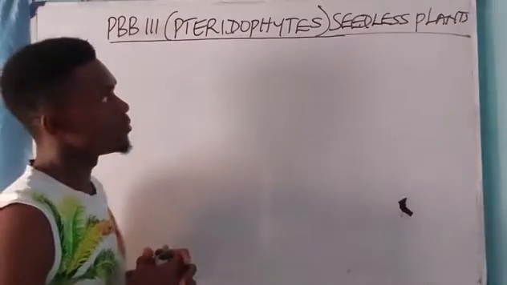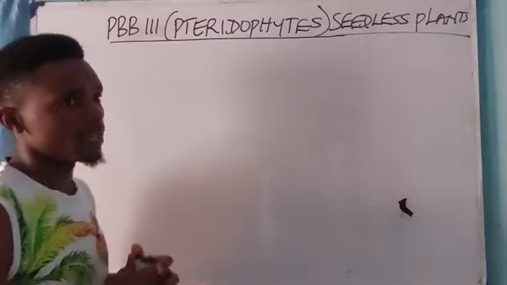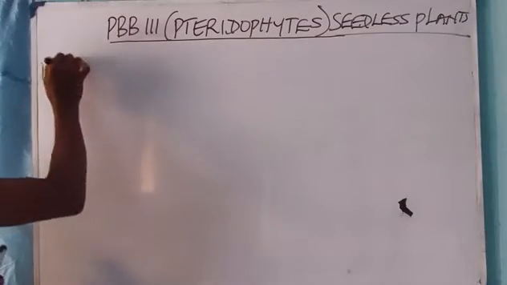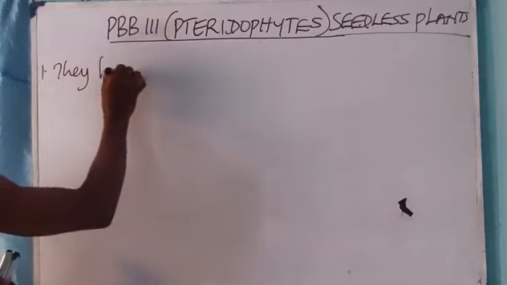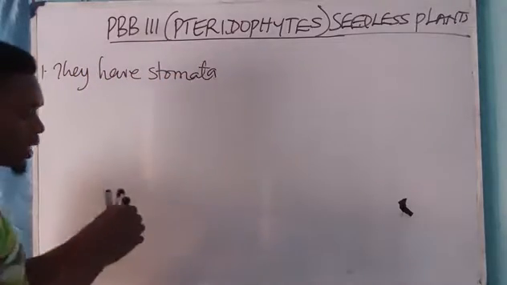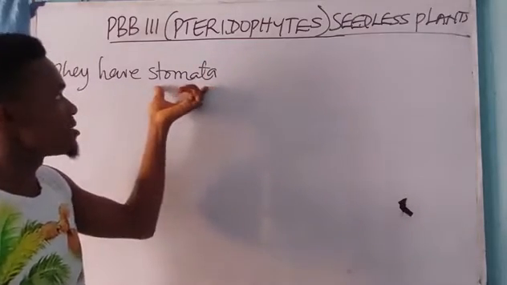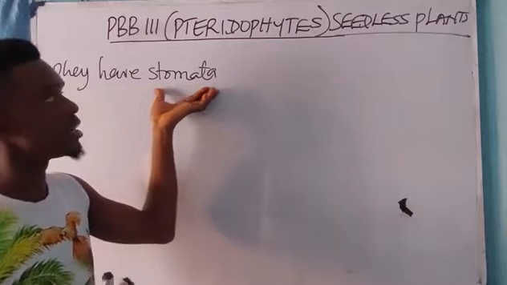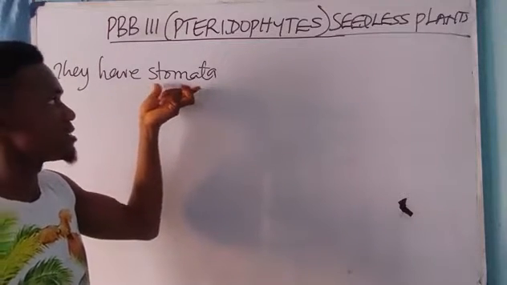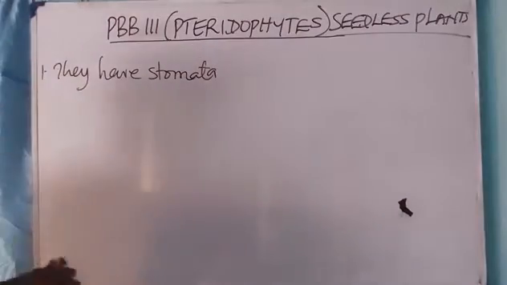Now, I'm going to be giving the general features of the pteridophyte. General features of the pteridophyte. One, they have stomata. Now, this stomata that the pteridophytes possess prevents the excess loss of water from the plant. Please take note of that.